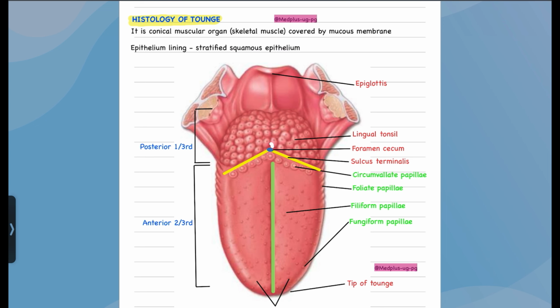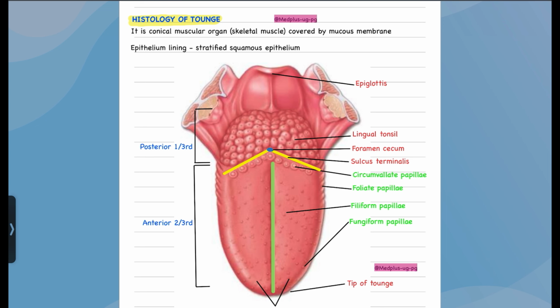So we can see here a foramen, which is called the foramen cecum, and from it an anterolateral sulcus, or a groove, is formed, which is called the sulcus terminalis. This sulcus terminalis divides the tongue into anterior and posterior parts. The anterior part is larger, made up of 2/3, and the posterior part is smaller, made up of 1/3. The anterior part of the tongue contains papillae, and the posterior part contains lingual tonsils. The posterior part does not contain any papillae, but can have taste buds.